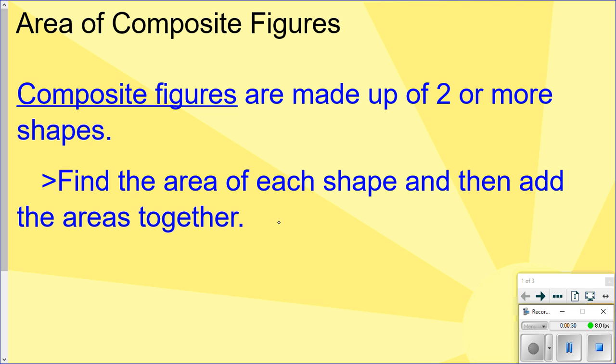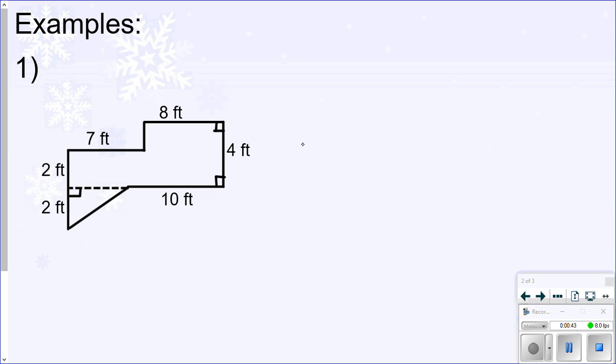Now the hardest part in this is usually trying to figure out how to break up the shapes into their pieces. Once you have it broken up into the pieces, then it's usually not too bad, although you might have to do a little work to find some measurements. So let's look at an example here. You can see we've got a rectangle here and a rectangle here and a triangle. The first thing we want to do is figure out how we want to break this up.